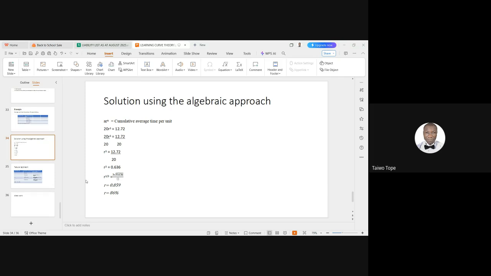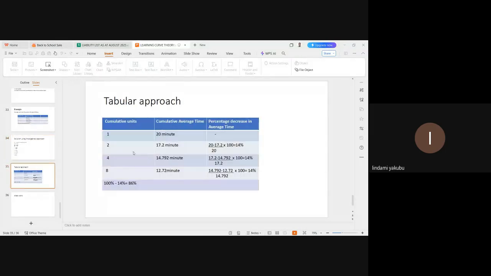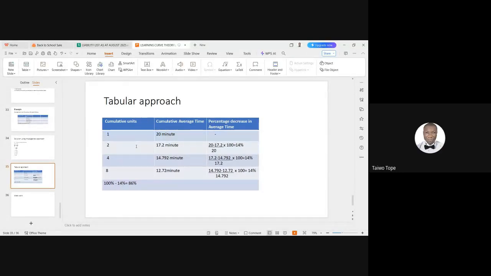So let's see what we can do now. Class work. Sorry, sir, I can't get this 14%. I'm surprised too. This is the 20 minus 17.2. Divide by 20. Okay, I was dividing 17.2 again. No, you were dividing by 20. Yes.